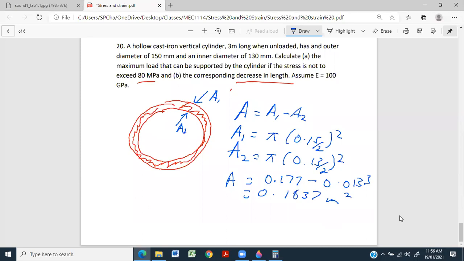Force. What is force? Well, what are you finding? Maximum load if the stress is not allowed to exceed 80 megapascals. Good. So stress is force divided by area. So this 80 megapascals, let's leave it as that, times 0.1637. It's equal to 13.096.